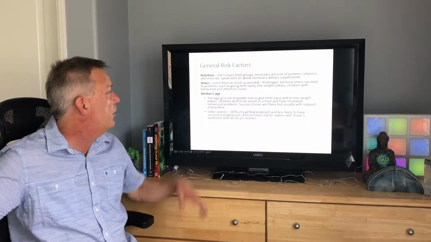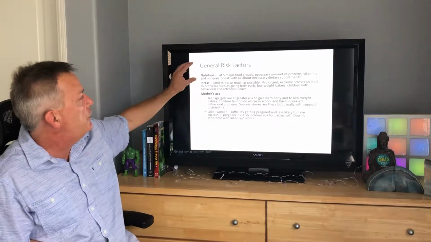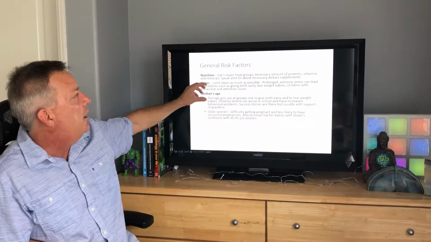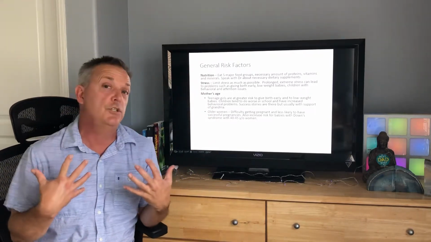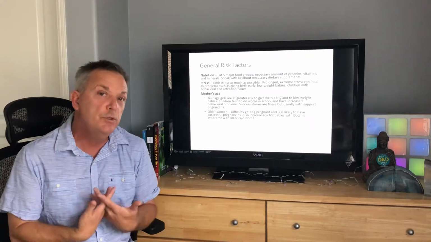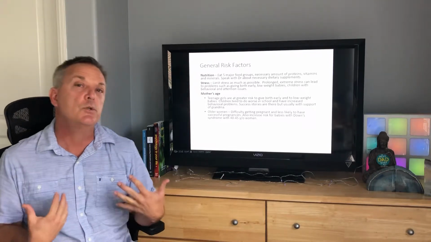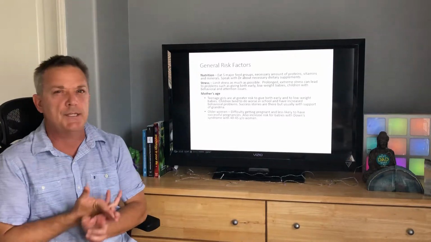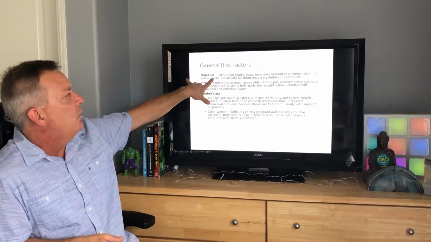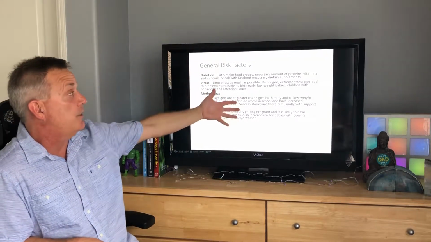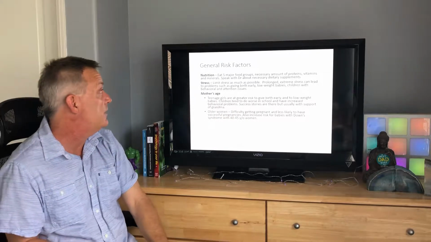And then just some important things about nutrition, stress, and mother's age. Nutrition, it's really important that the mom get a lot of good nutrition, right? Eating the 5 major food groups and a lot of essential nutrients, iron, folic acid, to name a few. It's important to meet with a doctor to talk about necessary dietary supplements, proteins, vitamins, and minerals.